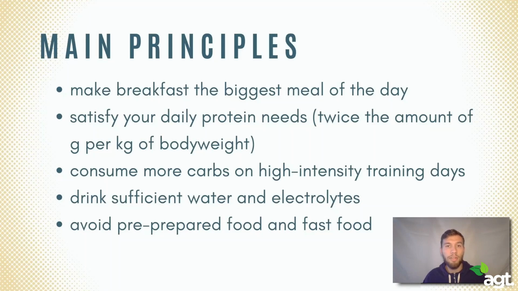Another important principle is that you consume more carbs on high intensity days than on low intensity days. You should also always, in general, drink sufficient amounts of water to stay hydrated, and also some additional electrolytes. There's water that contains electrolytes as well. What you want to avoid for a healthy overall diet when building strength and power is pre-prepared food, like fast food, for example. Also things like chips or all kinds of things that are fried.